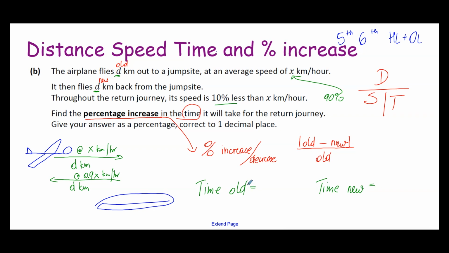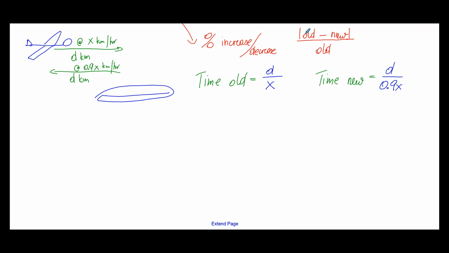So what is the old time? Distance divided by speed. The distance is d, divided by speed x. What's the new time? The distance is the same, d, but the speed is 0.9x. Really, this calculation is about algebra and fractions. Let's work it. We take our old time, d divided by x, minus the new time, d divided by 0.9x, and everything is divided by the old value, d over x.